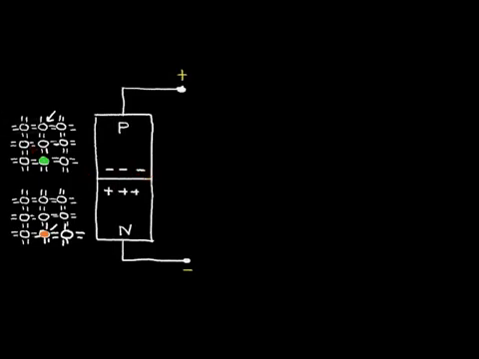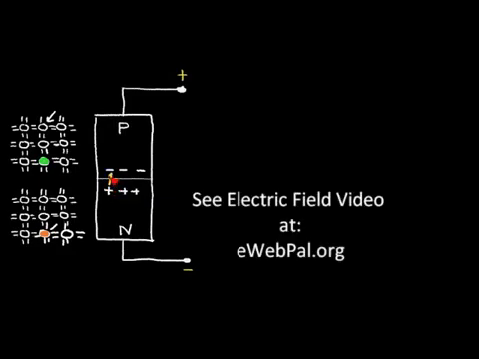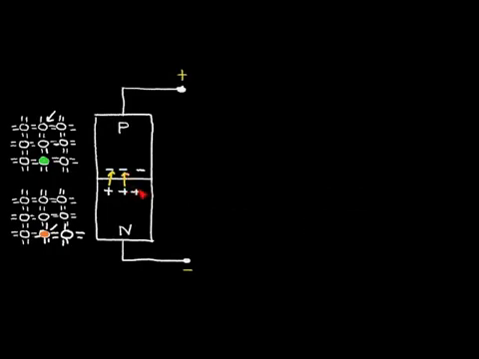Now, the interesting thing that happens is that this charge imbalance produces an electric field that points from the positive to the negative. So here we have an electric field in this region between the p material and the n material. And this region is the key to understanding the operation of the solar cell.